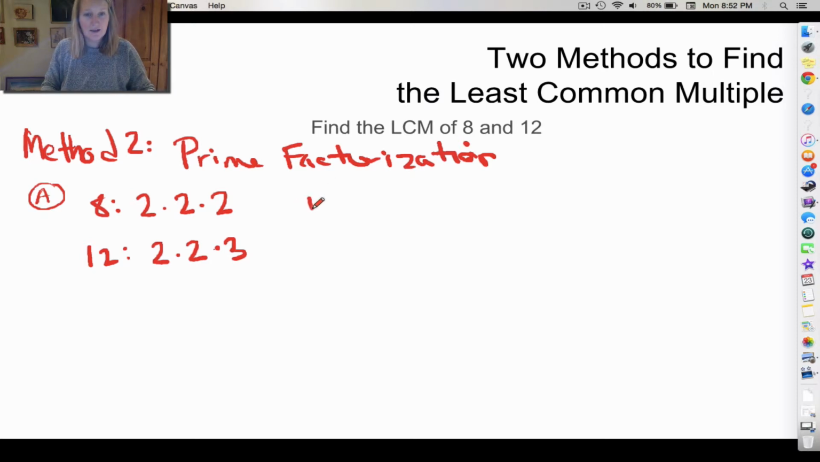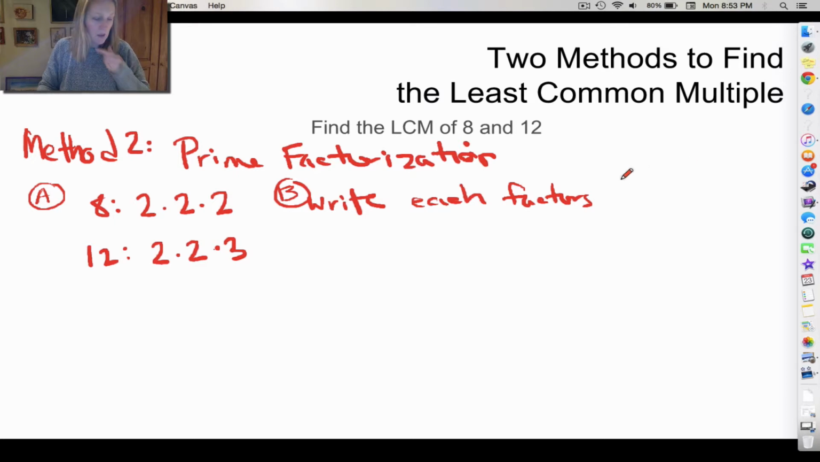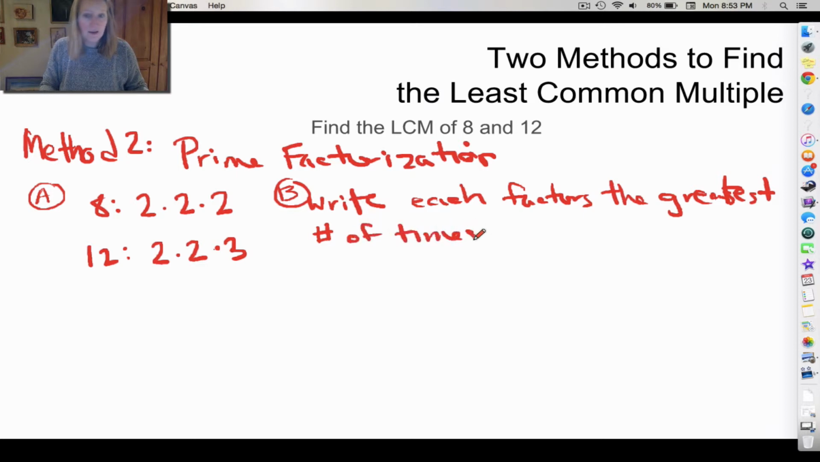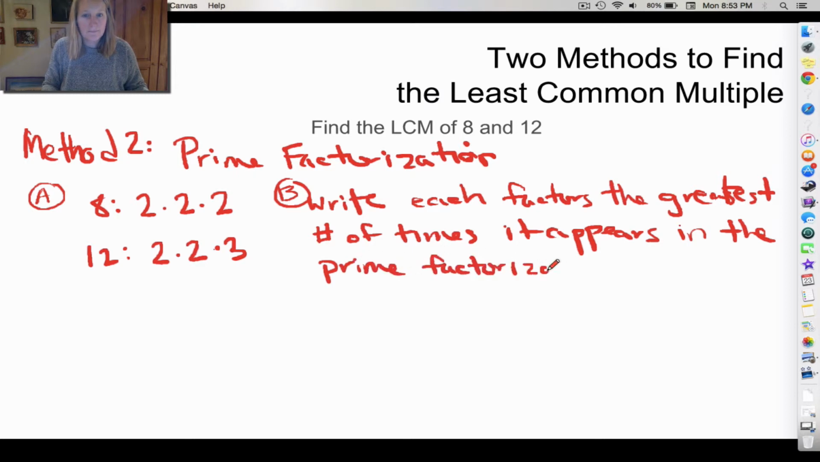So the next kind of instruction, part B, I guess, would be to write each factor the greatest number of times it appears in the prime factorization. And then step C, I guess, would be, and then multiply.